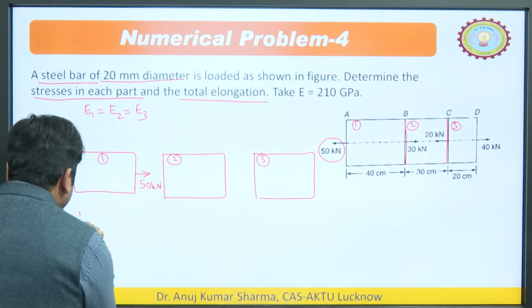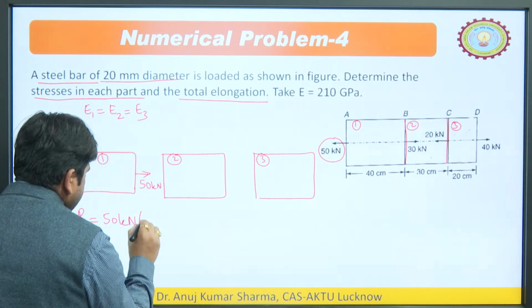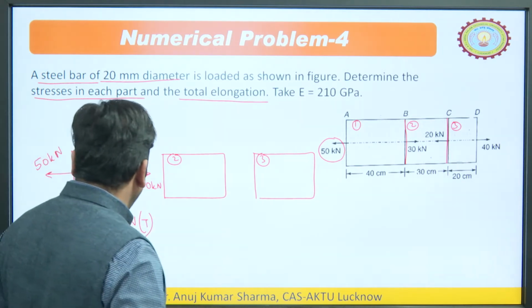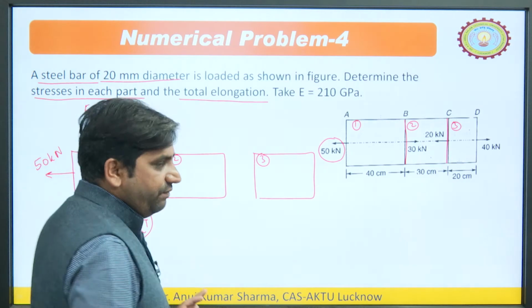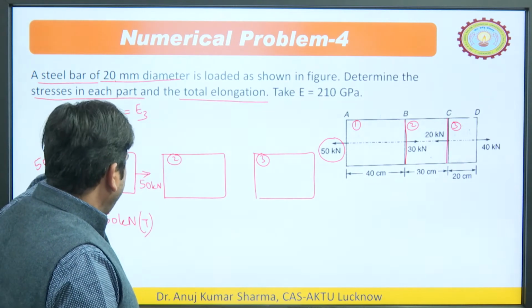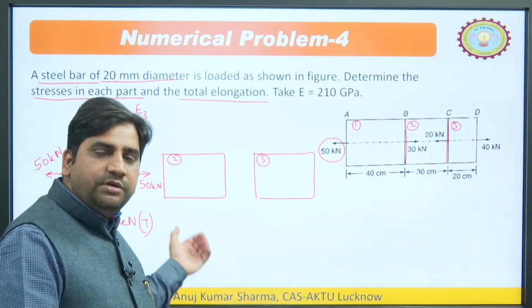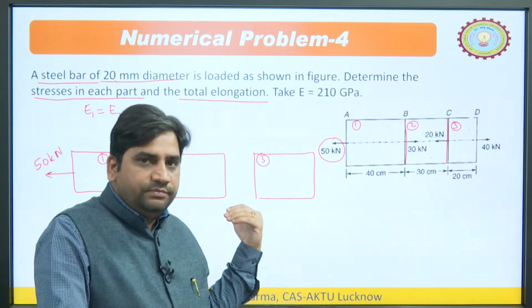So, it means P1 is equal to how much? That is 50 kilonewton tensile. Tensile means positive, so it is tensile in nature, so P1 is equal to 50. Now L1 is given, P1 is given, diameter is given, so A1 you can calculate, E is given. So P1 L1 upon A1 E1 gives you the elongation in the first section of this bar.